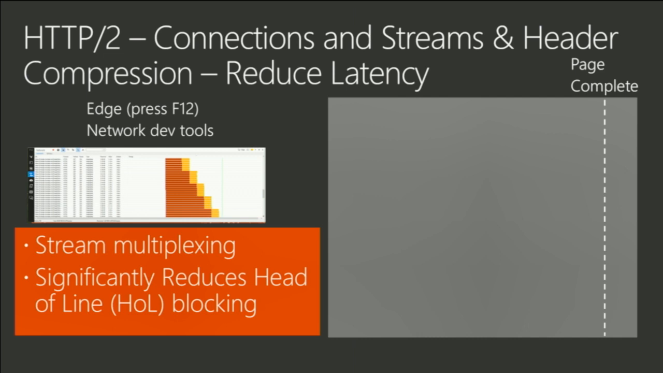This is a problem. So browser manufacturers recognized this problem, and what they did to try and alleviate it is they said, hey, let's open up 6 connections at a time. You can see the graph over there on the left-hand side. And if you press F12 in Edge and go to Network Dev Tools, you'll be able to get a graph of your very own, just like this one.